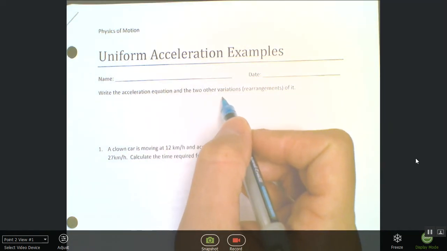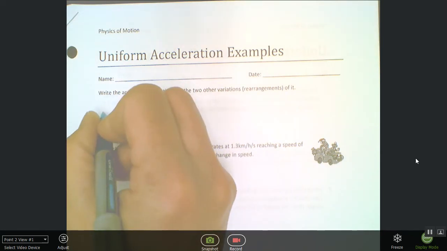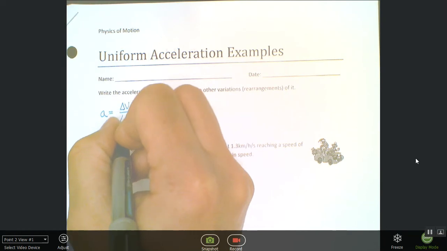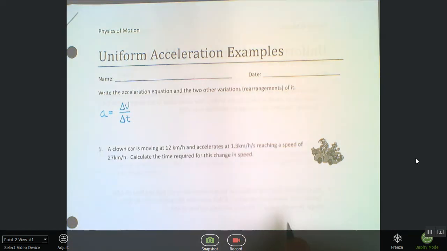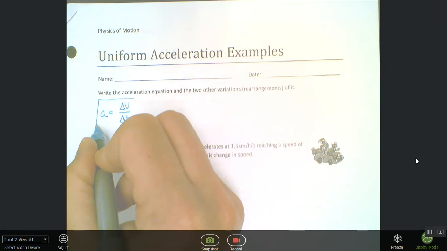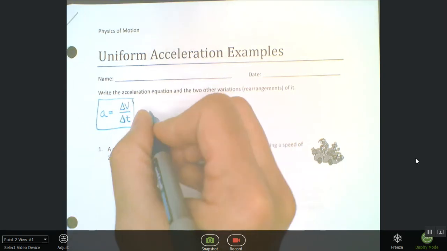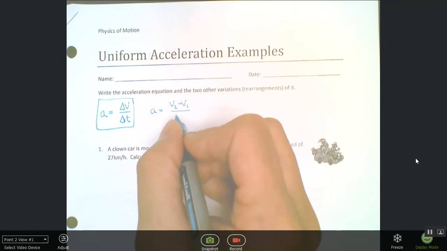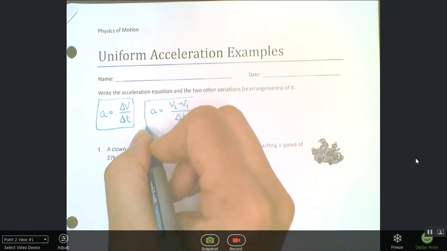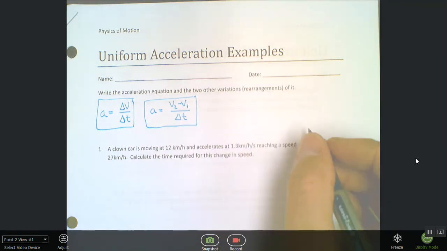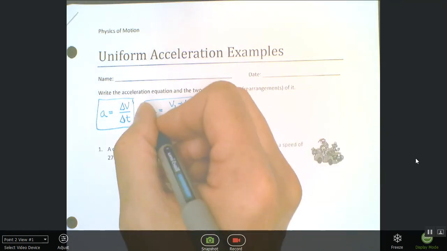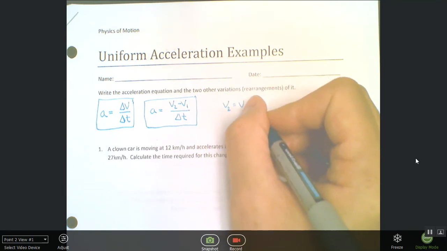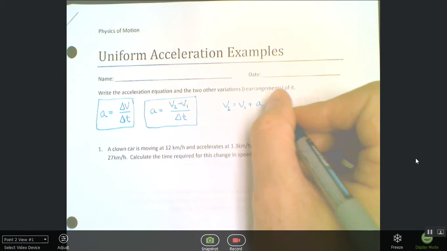The one that we had was that acceleration is delta V over delta T. That was the basic starting equation. We also know that really delta V was V2 minus V1 over delta T. That's a key equation. And then from the previous one, we multiplied delta T, added V1, and we found that V2 was V1 plus a delta T.